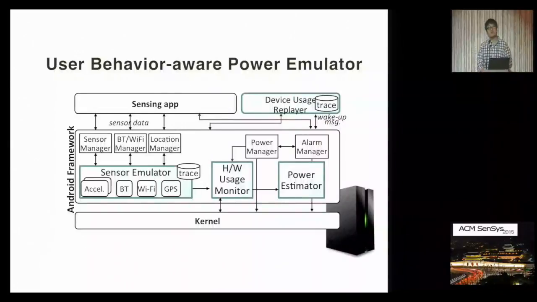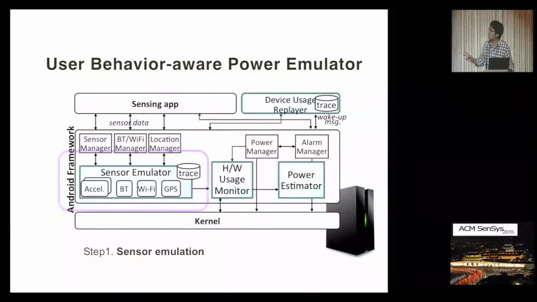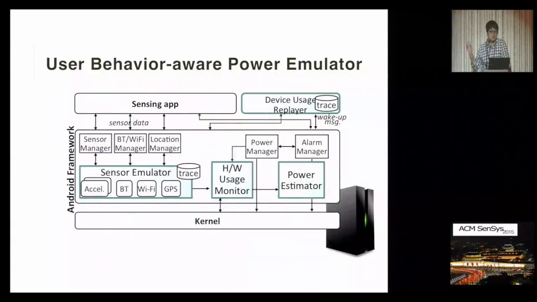Let's move on to power emulation. Upon a user request, how can you estimate the power consumption of the sensing applications with a collected trace? And this is the architecture of the user behavior or power emulator. We developed this emulator by significantly extending the existing Android emulator. It has 4 key components: the sensor emulator, hardware usage monitor, device usage replayer, and power estimator.